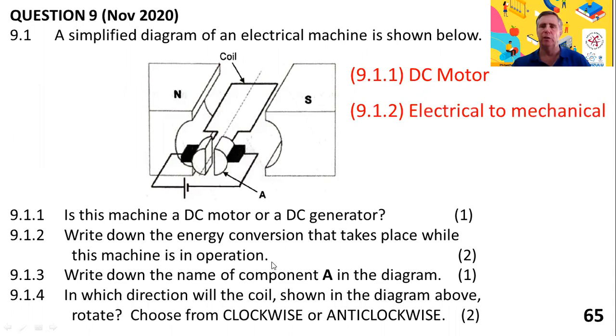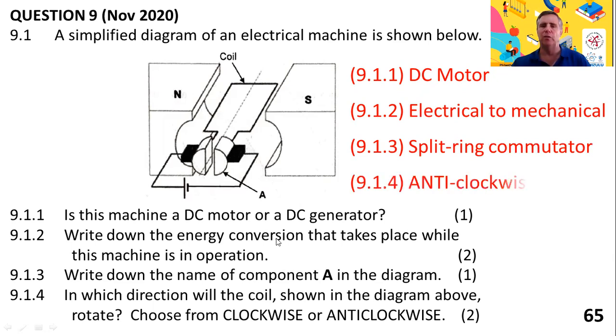9.1.2, what is the energy conversion? Well, it's electrical to mechanical. The electrical energy from the battery goes in, and the coil turns and gives mechanical energy out. 9.1.3, write down the name of component A. I hope by now that you can recognize a split ring commutator. 9.1.4, in which direction will the coil rotate, clockwise or anti-clockwise? In this case, it'll be anti-clockwise.